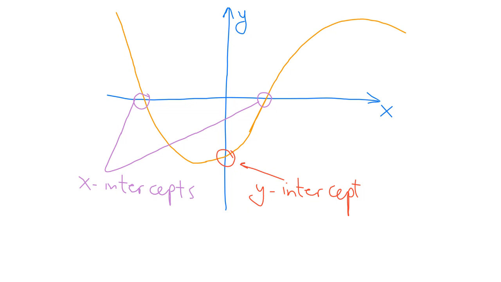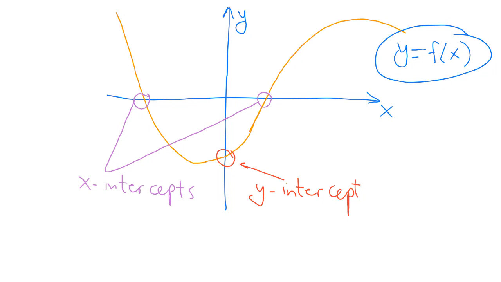So how to find these intercepts? I know that these points are the intercepts, but I have an equation y equals f of x. How to find the x-intercepts using this equation? How to do that? You should remember what is the equation for the x-axis.